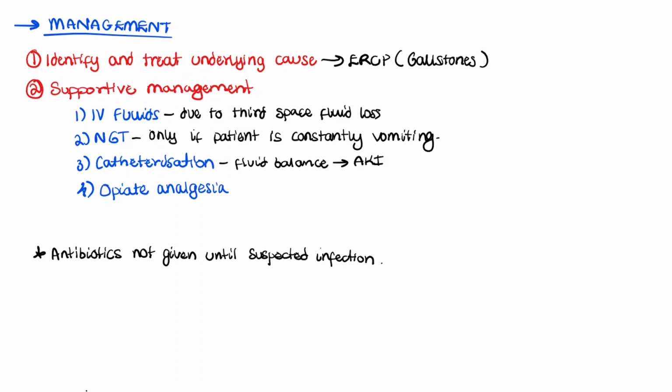Third, catheterization is important for fluid balance, because due to the dehydration there's a risk of acute kidney injury, so you need to make sure you are balancing their inputs and outputs. And opiate analgesia, of course, because the patient will be in significant pain. That's the main management, and you would not give antibiotics unless you have a suspected infection, for example if the CRP and ESR are rising, indicating infection. Then you will give antibiotics, otherwise you would not.